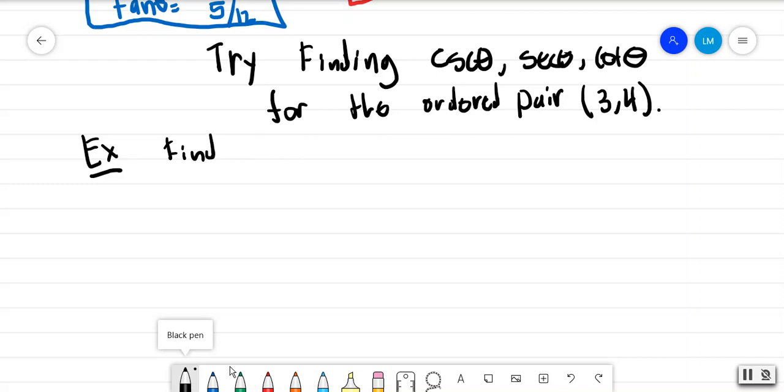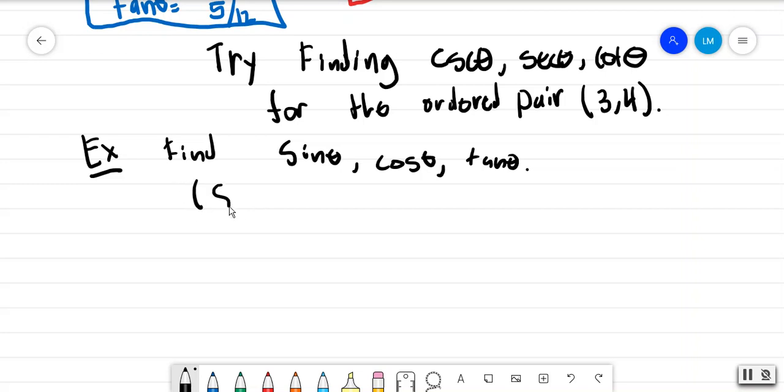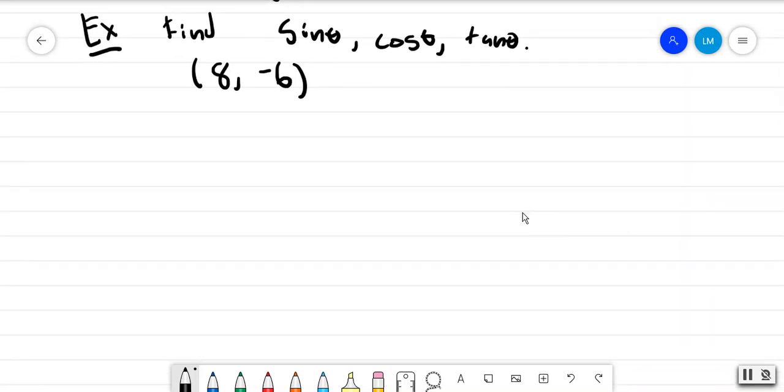So let's try to find sine theta, cosine theta, and tangent theta. Suppose that the ordered pair that corresponds to this example is 8, -6. Now, we can actually go ahead and find what that looks like. So we know that you're looking at 8, -6. Well, interestingly enough, that's going to terminate in the quadrant 2.